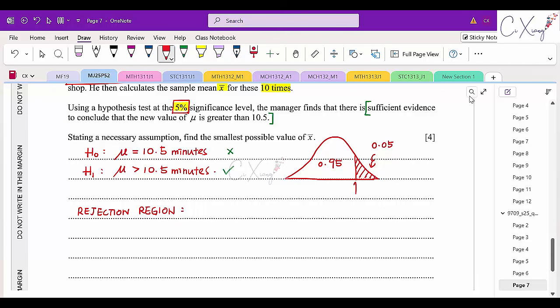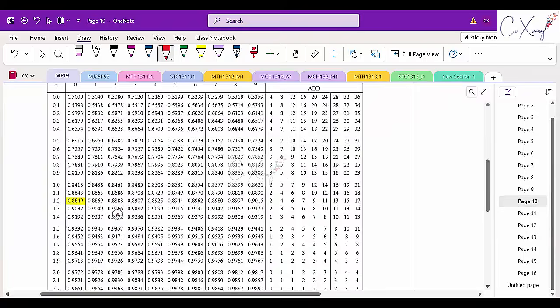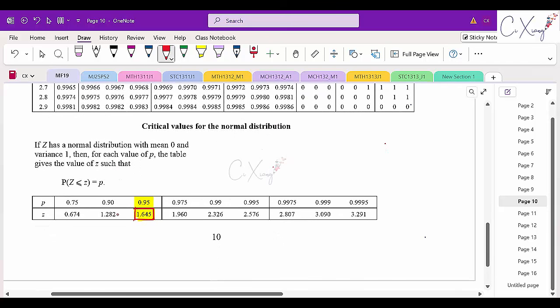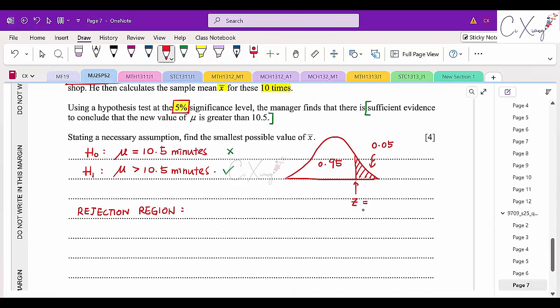What is the value of the z, or the critical value, for me to reject the null hypothesis? So we have to look for the value of z by looking at 0.95. Again, I will go down to the shortcut table here, 0.95 area, we have z equal to 1.645. So I know that my z here is 1.645, and we reject the null hypothesis when the z value is greater than 1.645.